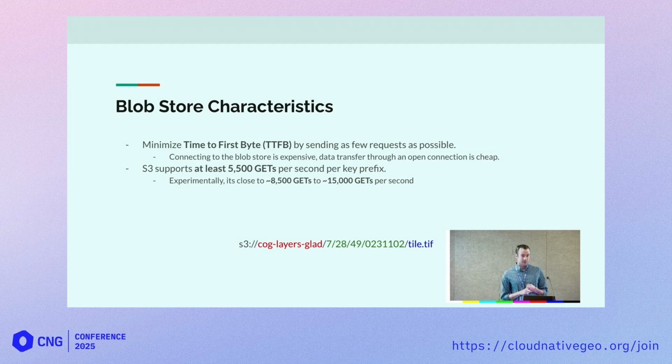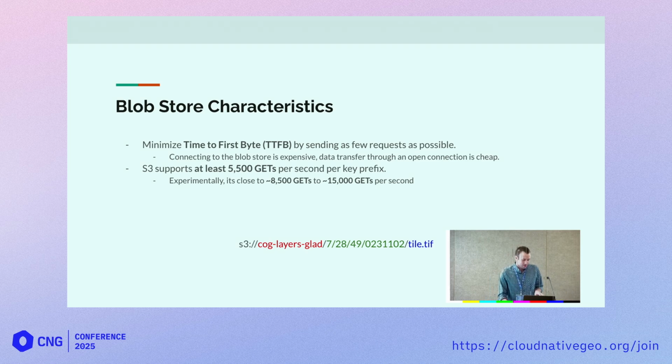The first is that the number one thing when it comes to performance is time to first byte, which is essentially the amount of overhead that is incurred when you open a new connection to the blob store. Once that connection is open, data transfer through that connection is extremely cheap. It doesn't really matter how much data you pull down. It's generally going to be quite performant.